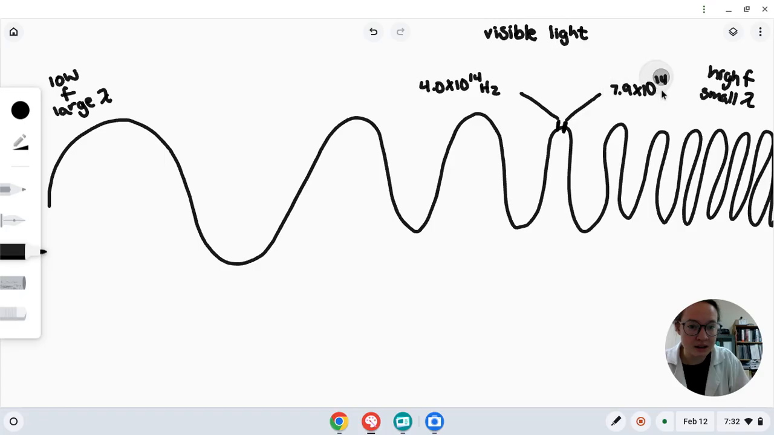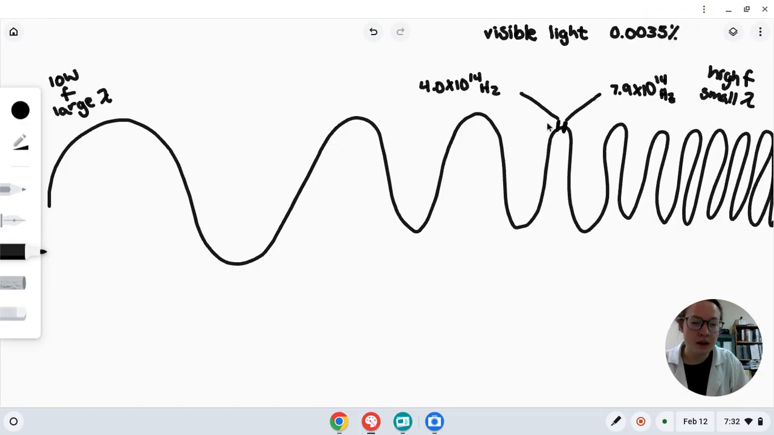In that general kind of range. Visible light, in this little range right here, which is the range of light that we can see, makes up about 0.0035% of the whole electromagnetic spectrum.